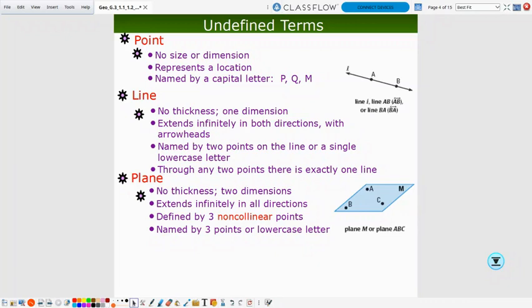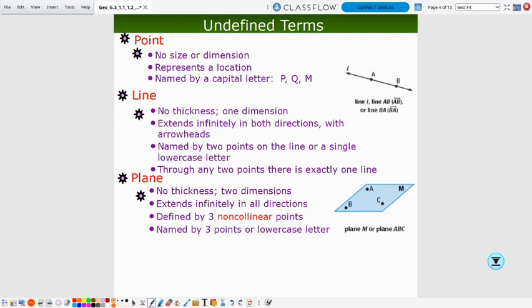A point has no size or dimension. It represents a location and is named with a capital letter. So in our line over here, we have points A and B dotted on the line, named with a capital letter. A line has no thickness and is only one-dimensional. It extends infinitely in both directions with arrowheads. So again, if we look at our line, we see the arrows indicating that it's going on and on and on forever in both directions.